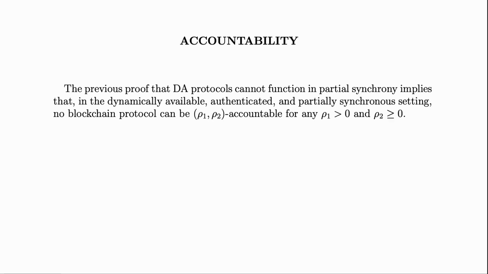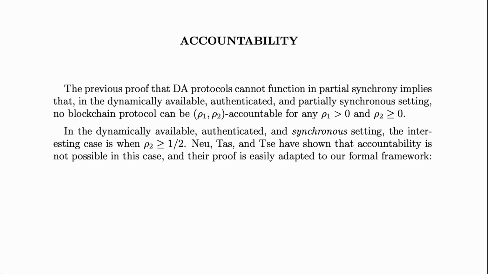Let's have a little think about what we already know. The previous proof that dynamically available protocols cannot function in partial synchrony implies that in the dynamically available, authenticated and partially synchronous setting, no blockchain protocol can be ρ1, ρ2 accountable for any ρ1 greater than 0 and any ρ2 greater than 0. So basically, in a dynamically available and partially synchronous setting, there's nothing you can do with accountability.